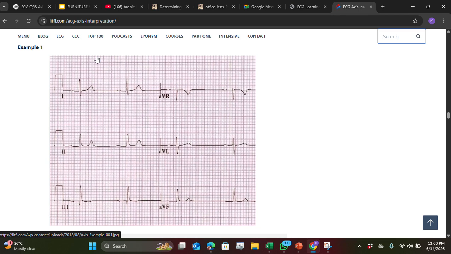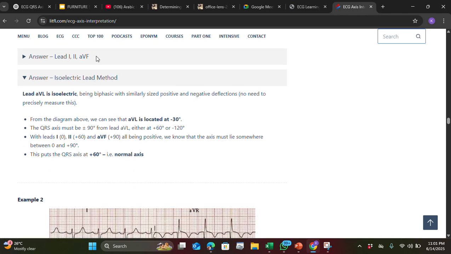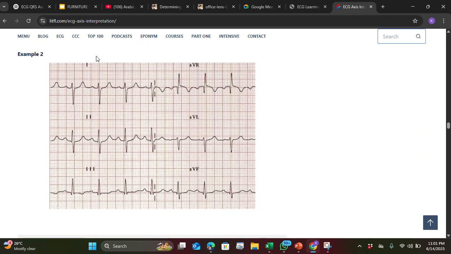Lead 2 is positive and AVR is negative. So lead 2 is the one we are going to use, because the electrical activity is pointing towards it. If lead 2 is positive, our answer is 60 degrees, and that's the answer. This is a normal axis, because 60 degrees is within the normal axis. So that is example one.